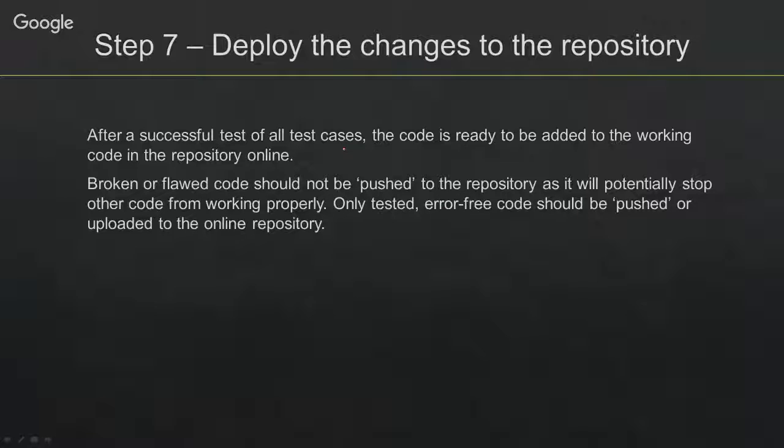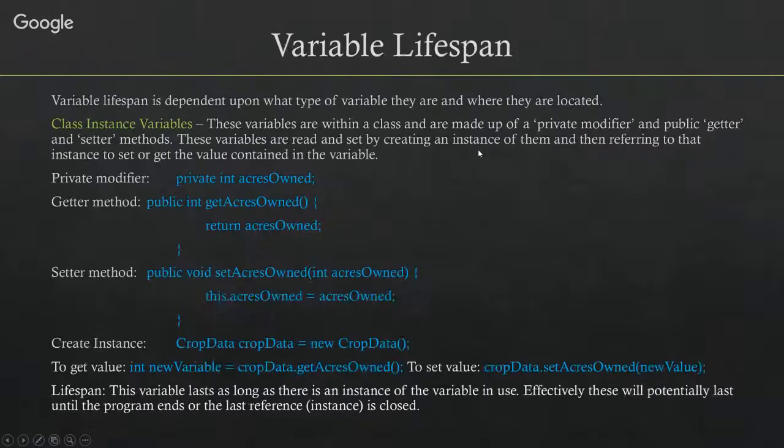So step 7 is just deploying those changes once obviously they are working and free from errors. You will push that up to your repository. So next we want to talk about variable lifespan.